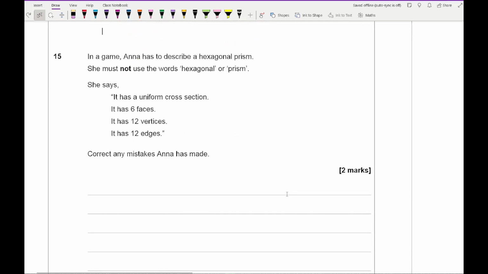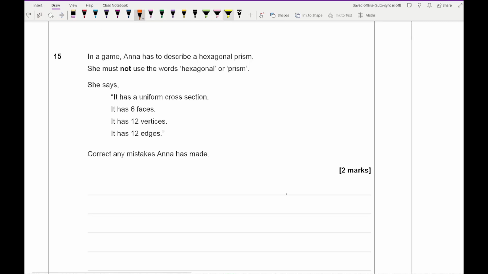And then moving on to question 15, it says, in a game, Anna has to describe a hexagonal prism. She must not use the words hexagonal or prism. She says that it's got a uniform cross-section, it has 6 faces, it has 12 vertices, and it has 12 edges. Correct any mistakes that Anna has made.